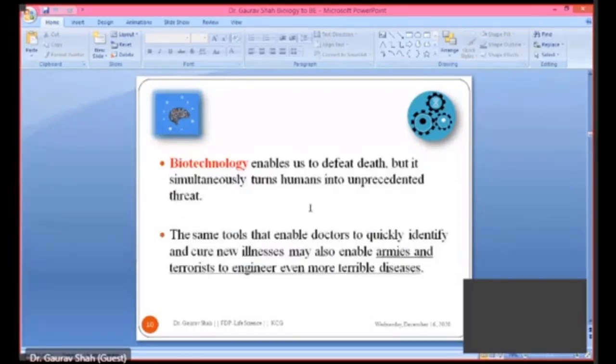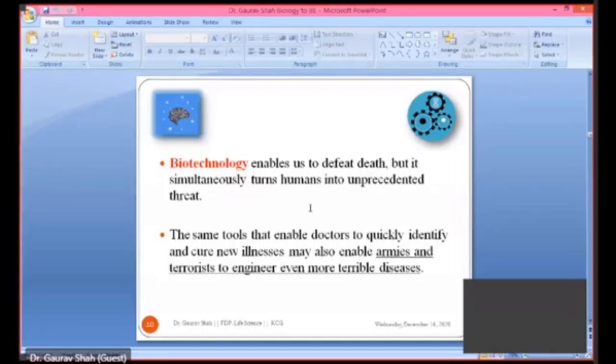So, solution: biotechnology enables us to defeat death, right? That was a different part of the story, but we need to take care. And this defeating death, or the thought which came to Homo sapiens sapiens regarding defeating death through biotechnology, has also simultaneously turned into an unprecedented threat.